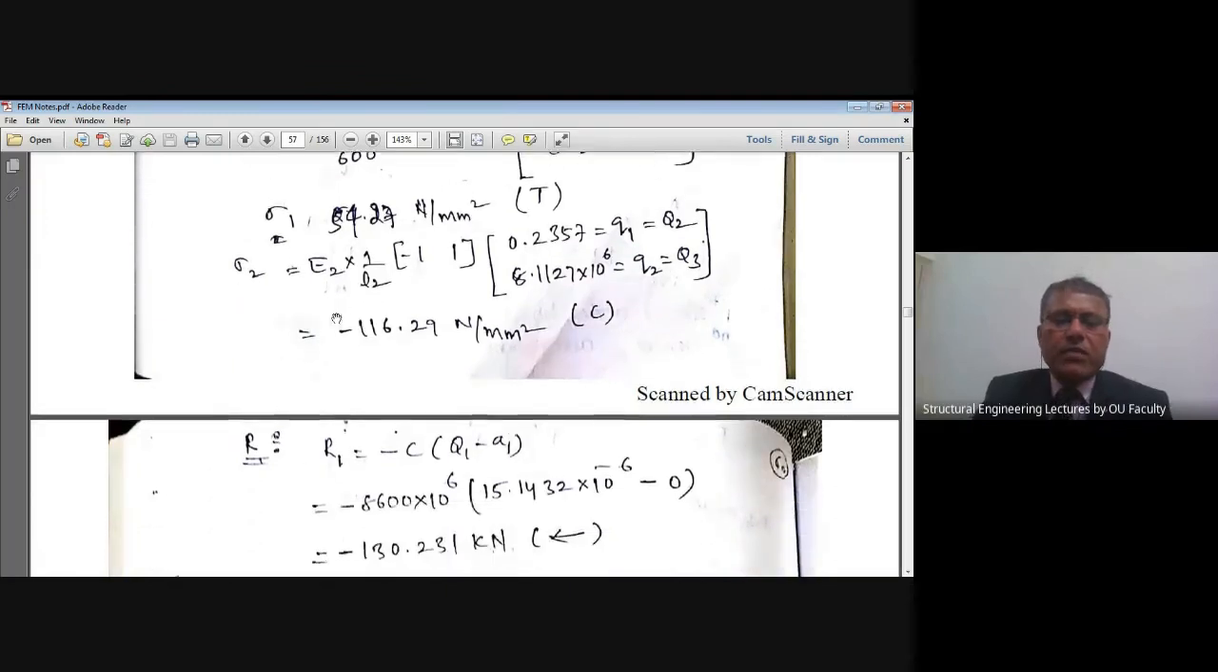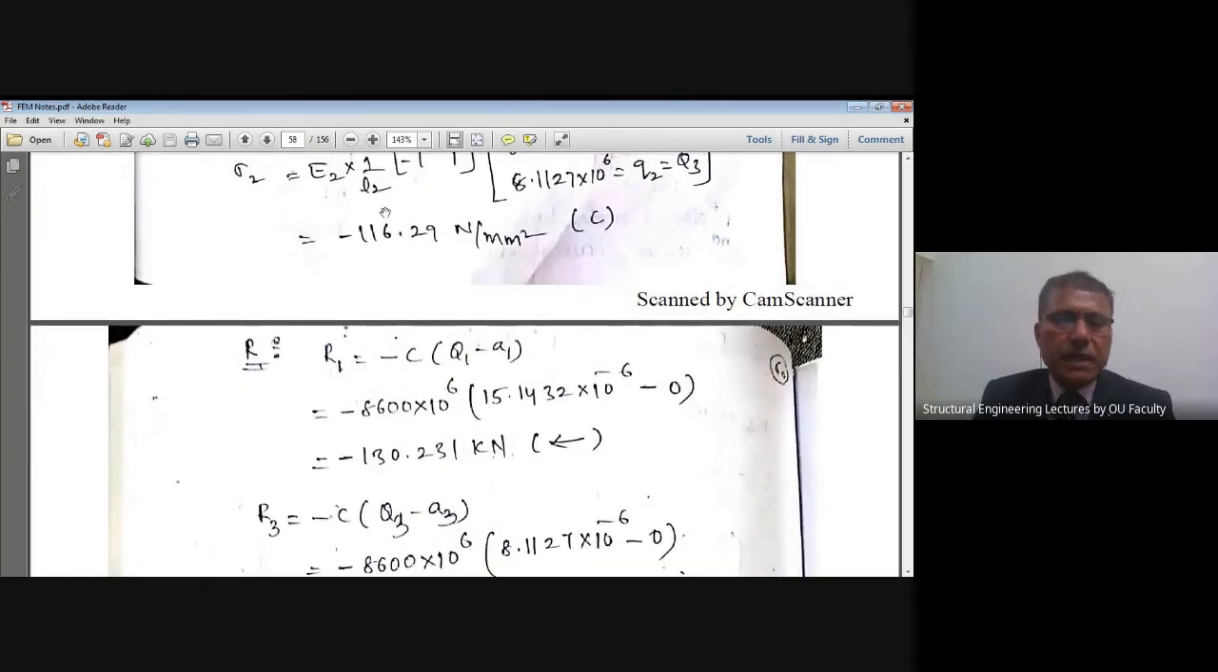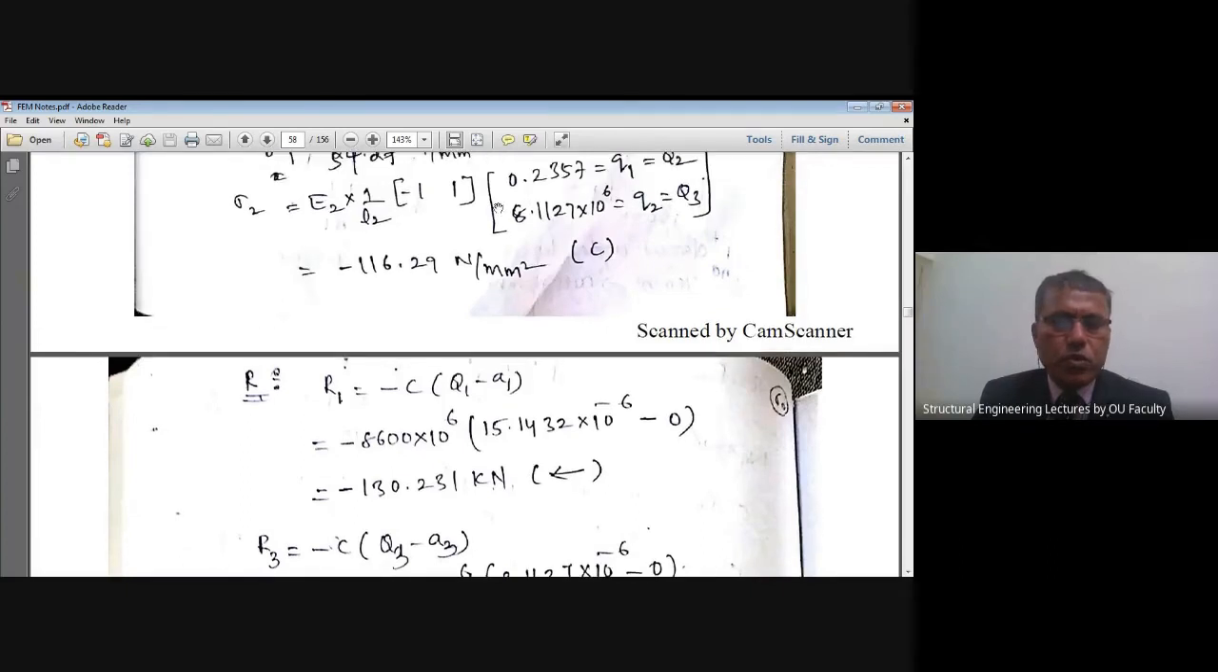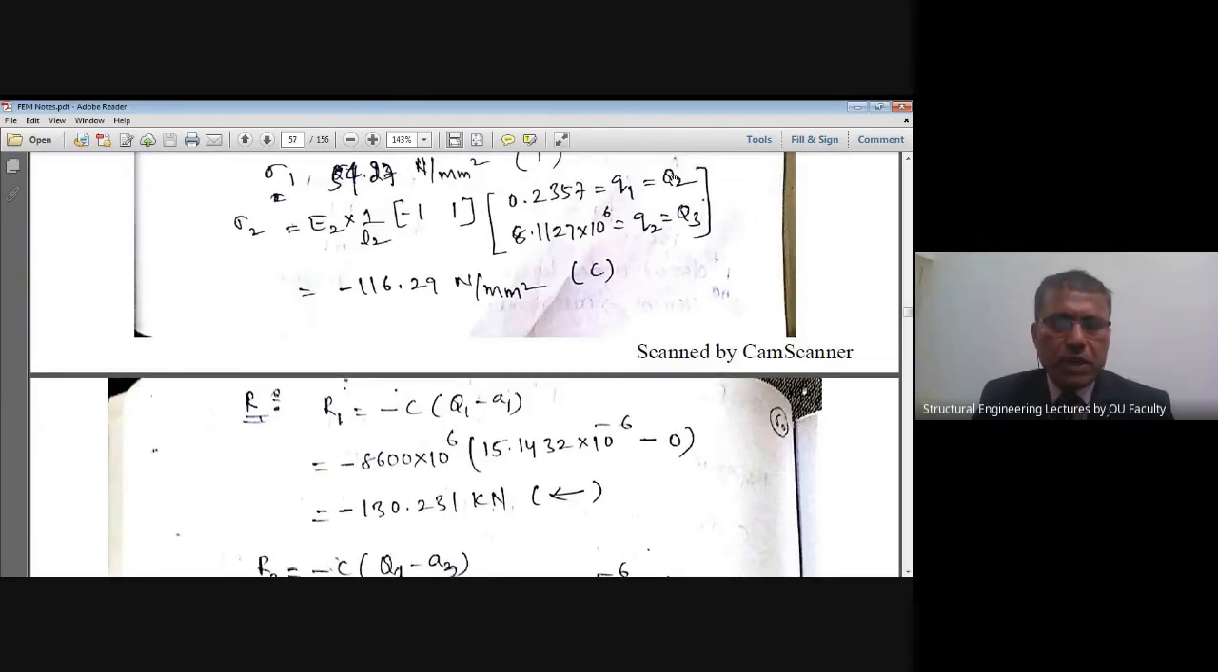Doing the same for the second element, I get sigma equals E2 multiplied by B multiplied by small q2, but small q2 is nothing but the second and third degrees of freedom. Substituting all these numeric values, I'll get minus 116.23, sorry, minus 29 Newton per mm square.